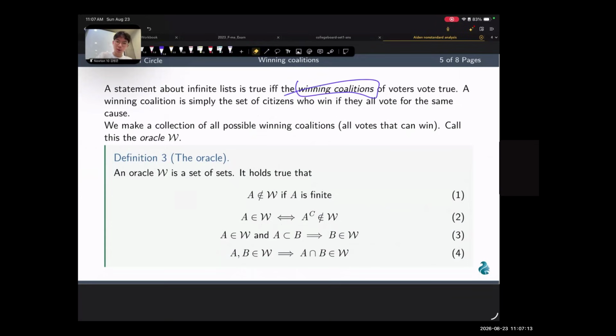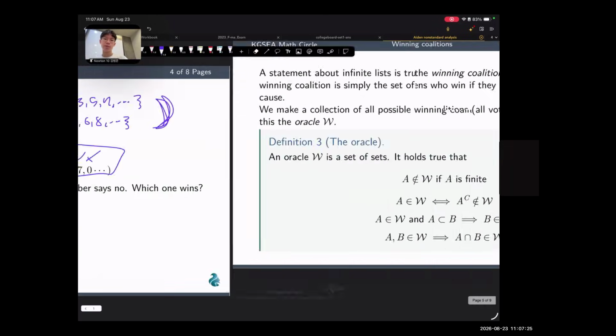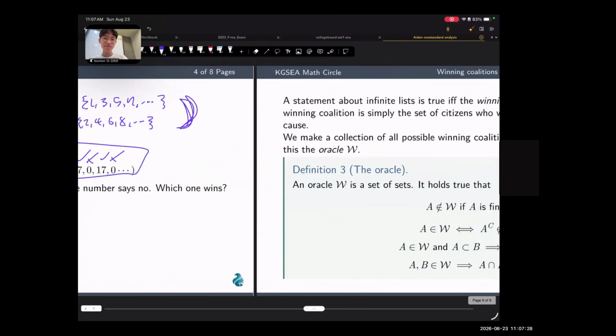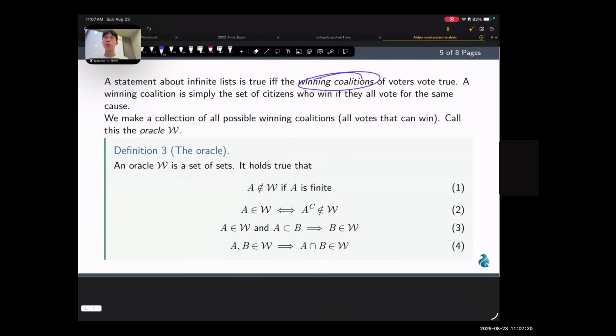Do y'all know what a coalition means? Coalition just means a group of people coming together for a cause. So a statement about an infinite list is true if the winning coalition of voters vote true. What is a winning coalition? A winning coalition is just a set of voters who are going to win if they vote for the same cause. I repeated what I said.